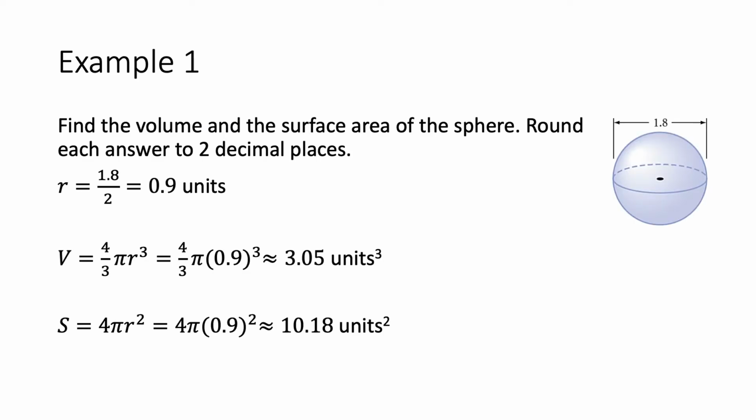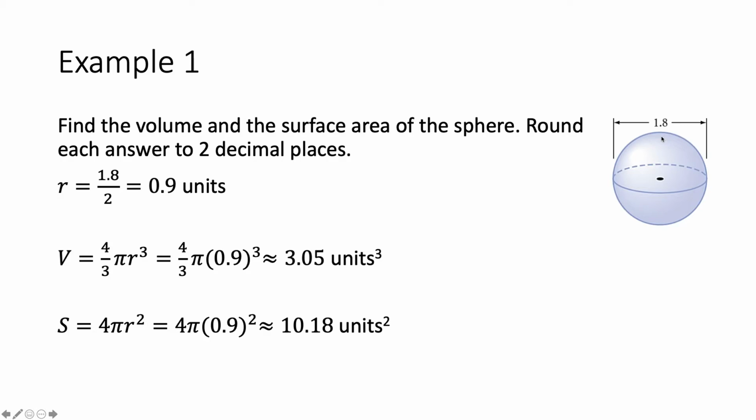So we have our formulas. Let's see them in action as we find the volume and the surface area for the sphere that's shown. In the end, when we get our answers, we'll round each to 2 decimal places. Now they show us this sphere here, and this distance here is not a radius. It's twice the radius, because a radius just goes from the center to the outside.